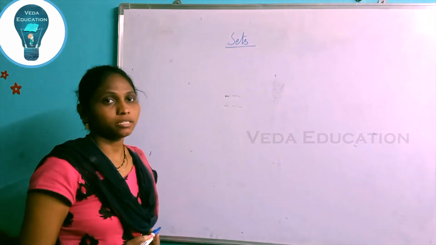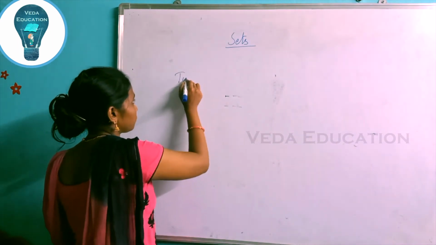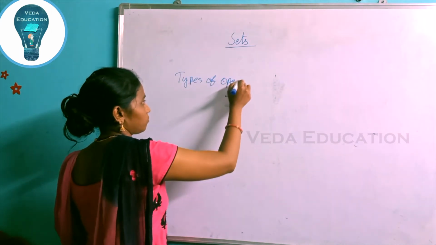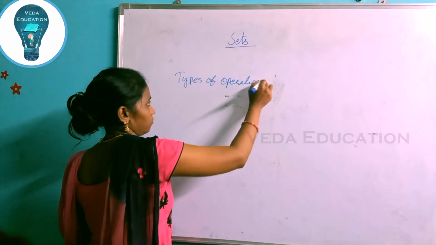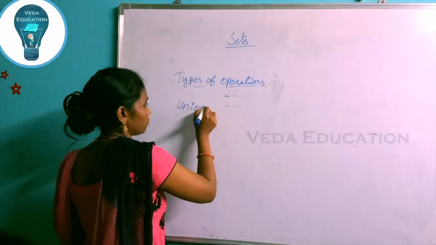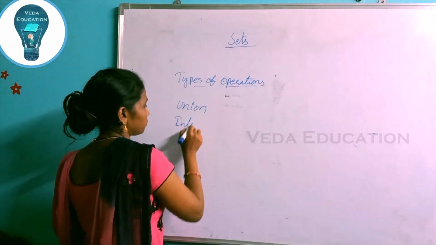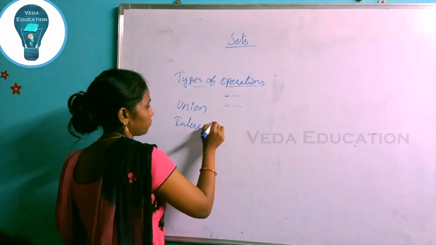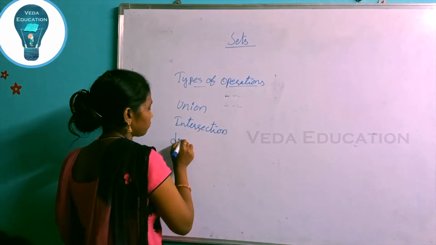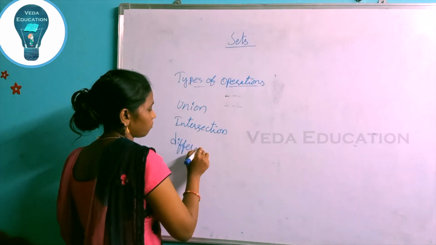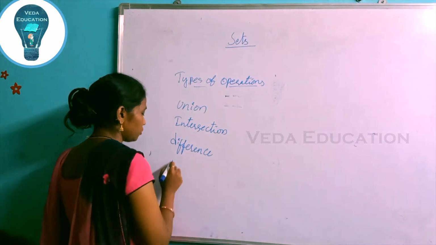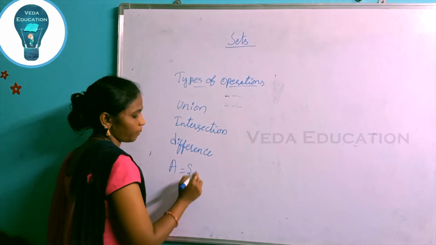Next is types of operations. Based on these sets we will have the types of operations. Here: union, intersection, and differences. Okay, for this, first of all let us take those 2 problems.